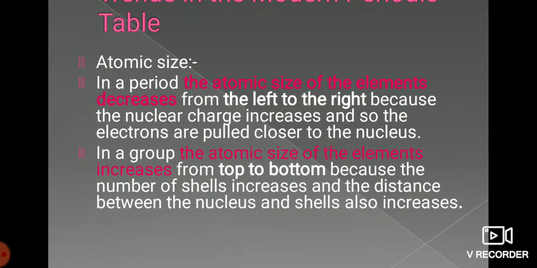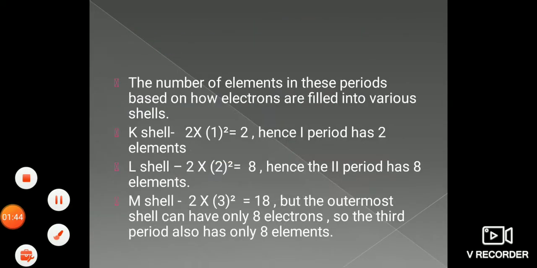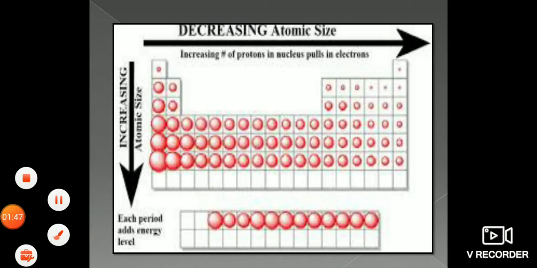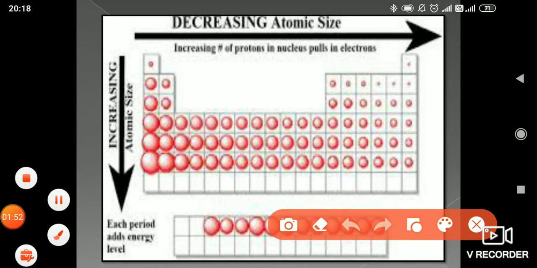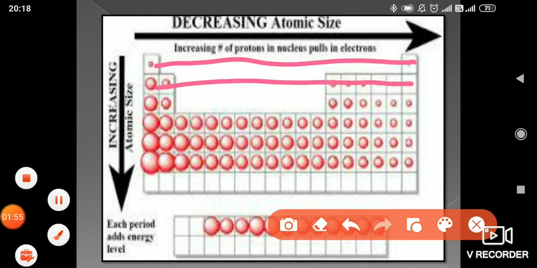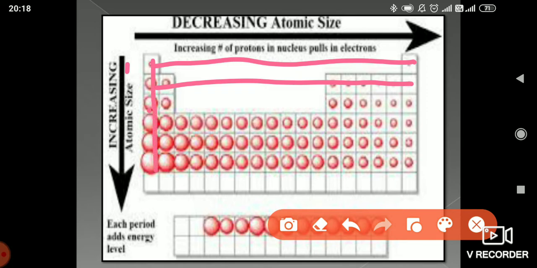As has been mentioned, in a period the atomic size of the elements decreases from left to right. If you see the modern periodic table, these are the periods: first period, second, third, fourth, like that. And these are the groups: first, second, third, fourth. So when in a period we are moving from left to right, the atomic size decreases.